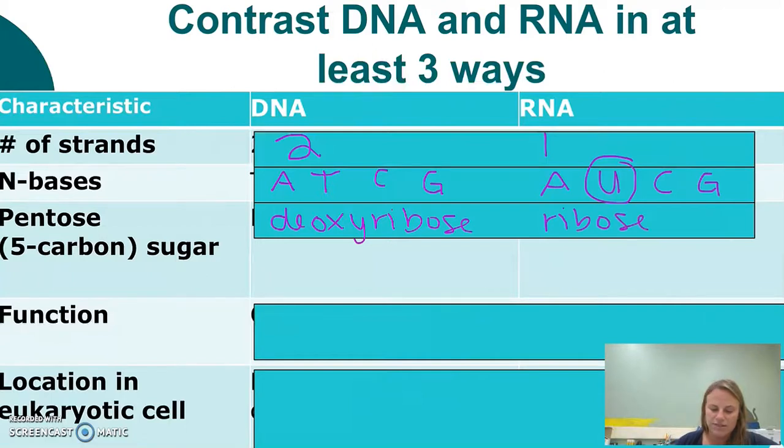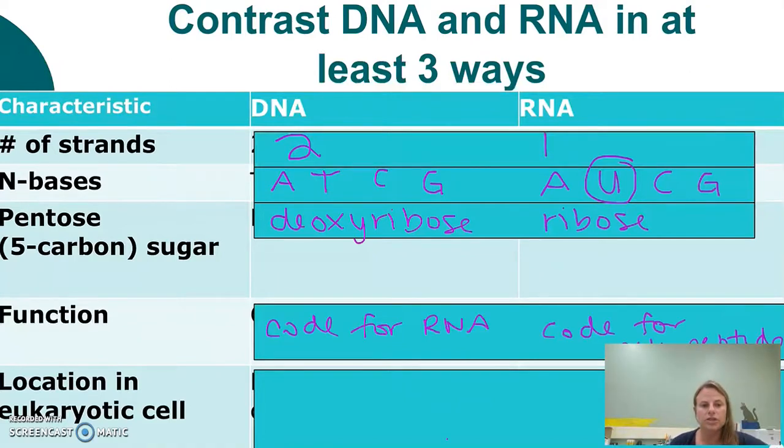The function of DNA is to code for RNA, and the function for RNA is going to code for your polypeptides or your proteins. So the location in eukaryotic cells for DNA is going to be the nucleus, the mitochondria, as well as the chloroplasts, whereas the location for RNA is the nucleus and the cytoplasm.